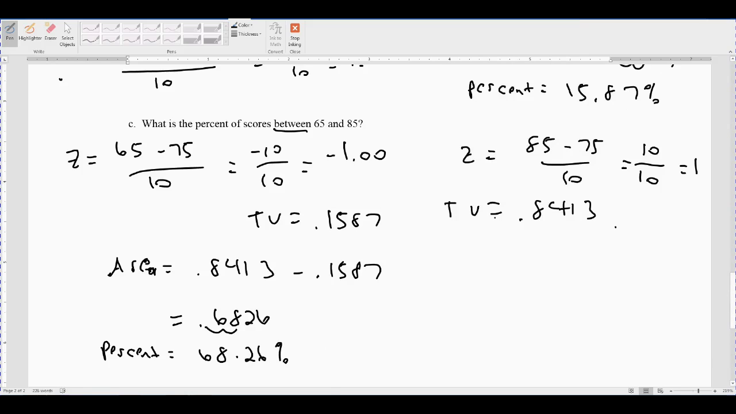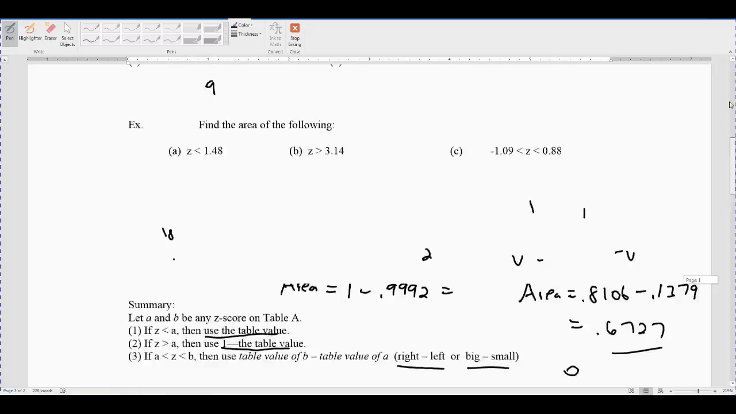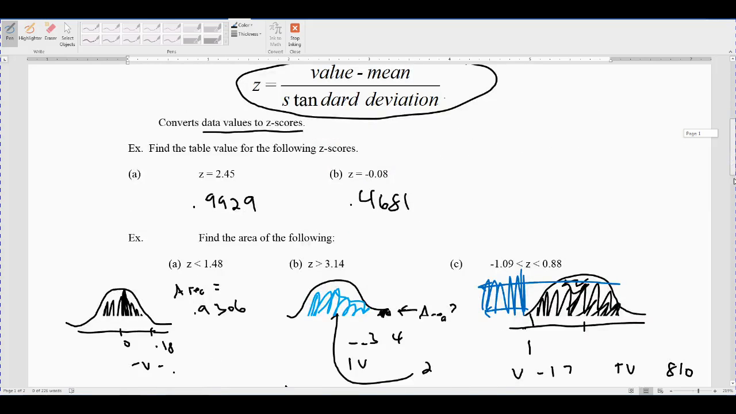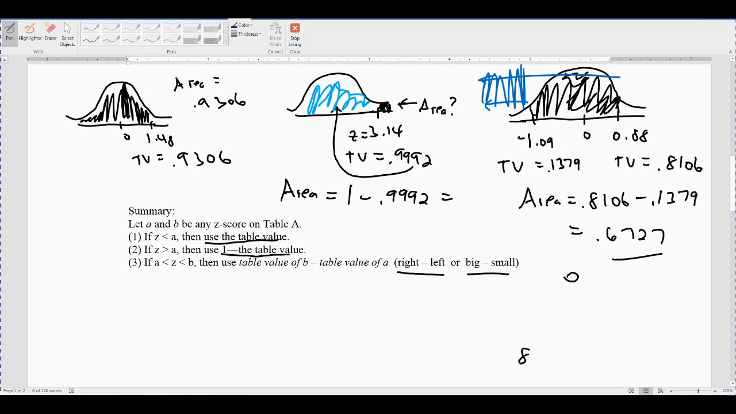Sorry about all the movements that it was happening. I think it's because this table is in a picture file in Word, but that's how you do it. The main thing to do is use this formula to convert data values to z-scores, and then recognize that table values are areas to the left. So if it's less than, use the table value. If it's greater than, it's 1 minus the table value. If it's in betweener, do the bigger minus the smaller. And we're done.